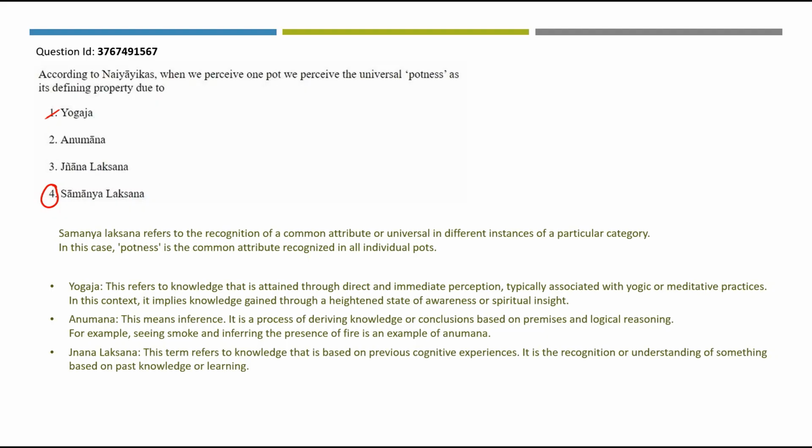What about Anumana? We have already seen about Anumana in many previous year question papers. This means inference. It is a process of deriving knowledge or conclusions based on premises and logical reasoning. For example, seeing smoke and inferring the presence of fire is an example of Anumana. Anumana is also not relevant to this question. What about Jnana Lakshana? This term refers to knowledge that is based on previous cognitive experiences. It is the recognition or understanding of something based on past knowledge or learning. If you pronounce this as Jnana Lakshana, Jnana means something related to knowledge.